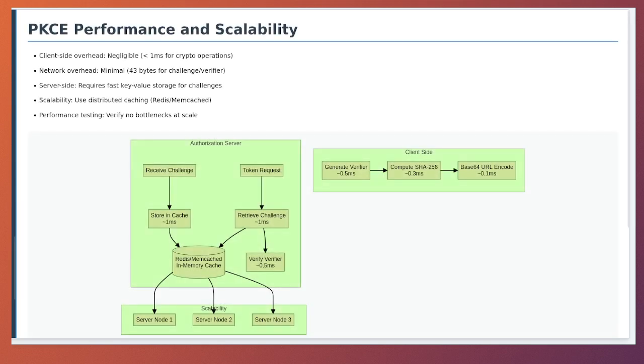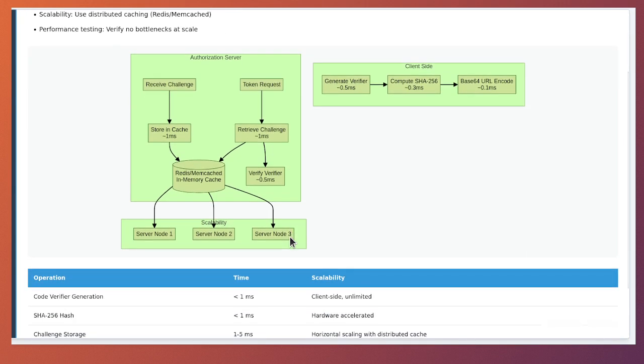PKCE performance and scalability considerations. While security is the primary motivation for PKCE, it is also important to understand the performance and scalability implications of implementing PKCE in production systems. These considerations affect both client applications and authorization servers, and understanding them helps you design efficient, scalable authentication systems.